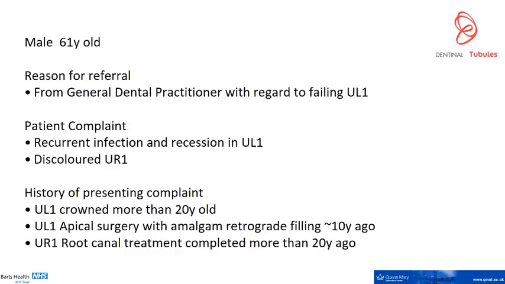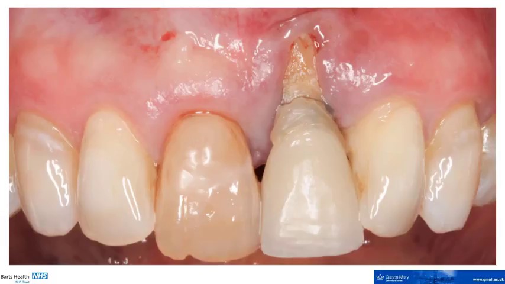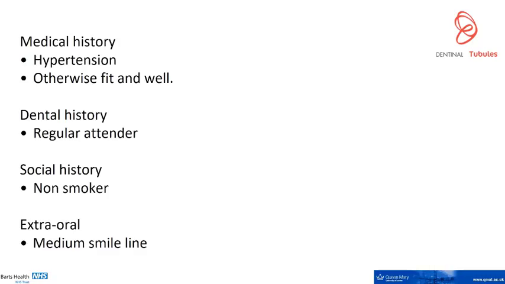The history of the presenting complaint was that the upper left central incisor was crowned more than 20 years ago and it had apical surgery with an amalgam retrograde filling about 10 years ago. The upper right central incisor had root canal treatment completed more than 20 years ago. Have a look at the tooth. Medically, the patient was fit and well other than some hypertension. He was a regular attender, a non-smoker, and he had a medium smile line.